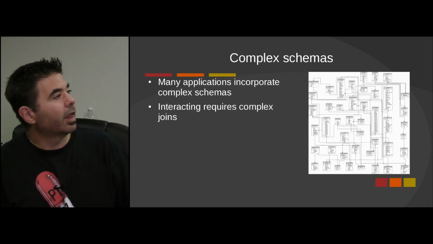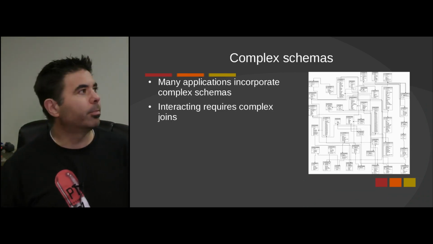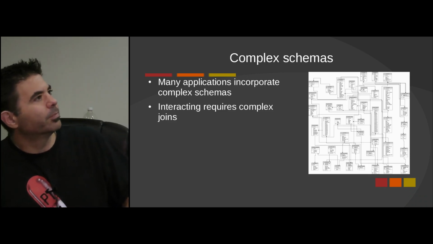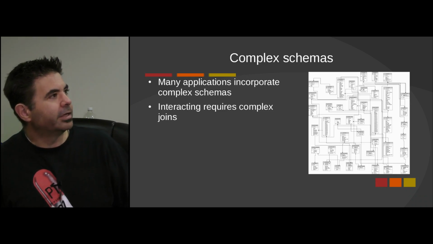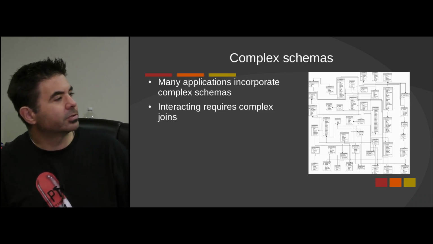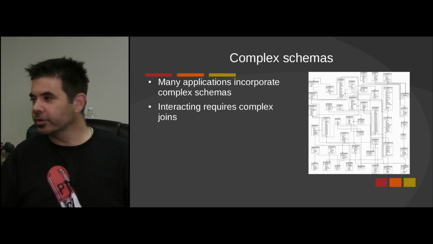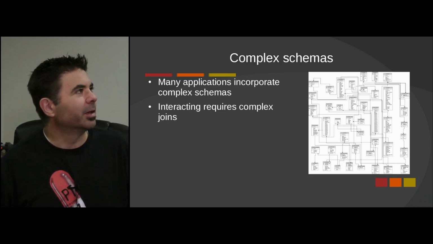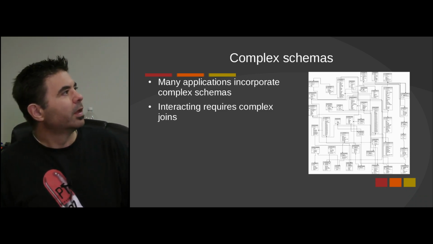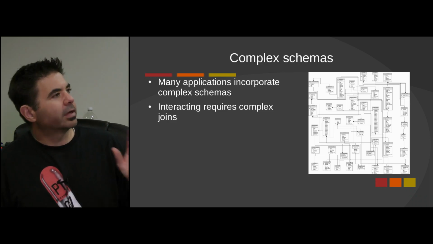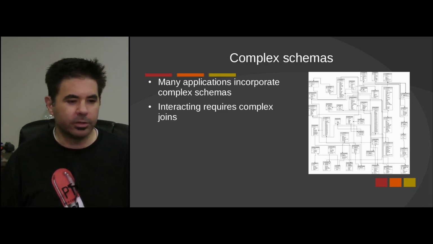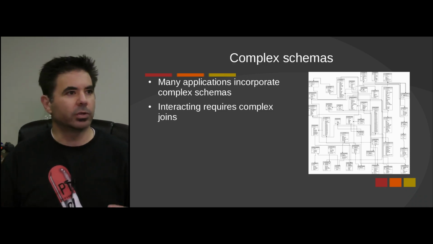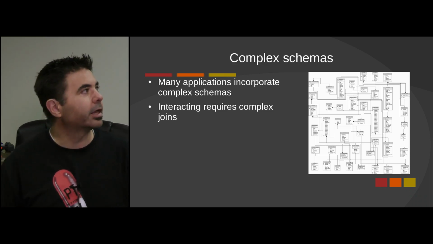But in a lot of applications, you have very complex schemas. To the right side there, you see an example of an entity relationship diagram that's pretty complex. I'm sure there are far more complex ERDs out there, but whenever you have a complex schema like this, it's very common that you're going to need to do a lot of joins to get the kind of data that you want, because you have relationships between your data.